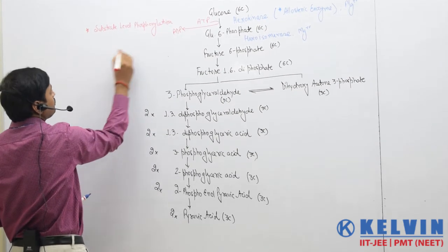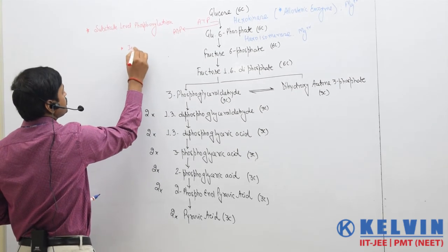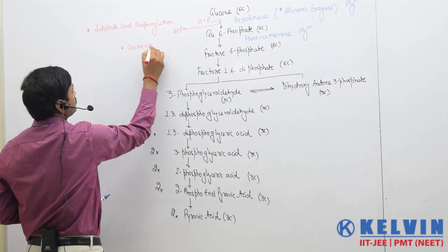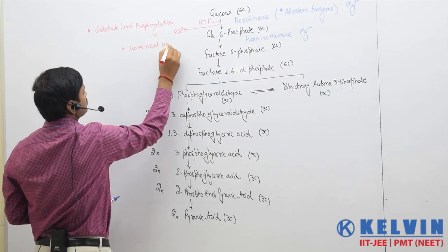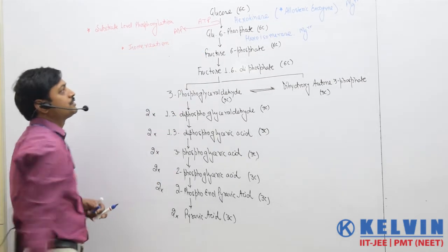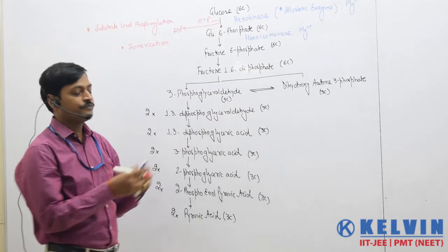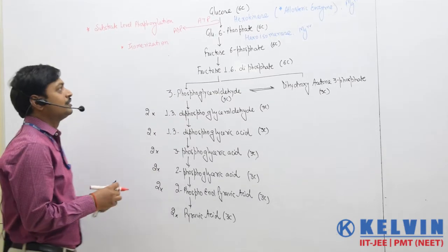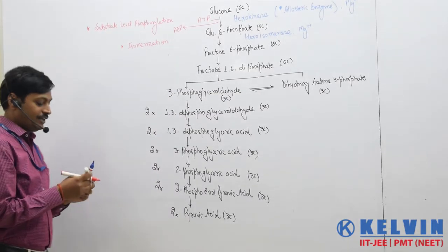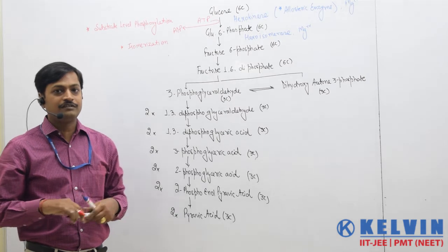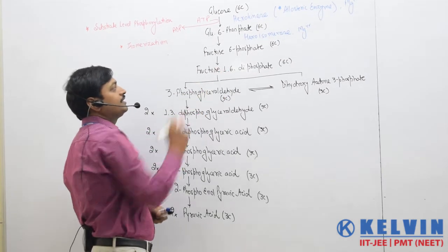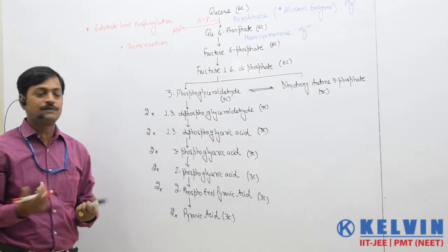And the second step is the isomerization of the 6 carbon sugar, so glucose is converted into fructose. Clear? In the next step, from fructose 6-phosphate we have fructose 1,6-diphosphate. One extra phosphate is added here, and that extra phosphate also comes from the ATP.